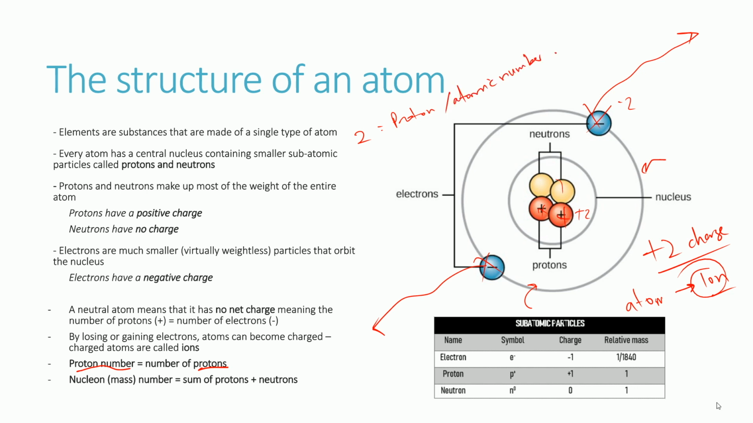And another important concept is the nucleon number or the mass number. The mass number is basically just neutrons plus protons, which is the bulk of the mass inside the nucleus. So here in this particular scenario, the nucleon number or the mass number is 4, because 2 neutrons plus 2 protons gives you 4. That is the nucleon or mass number.